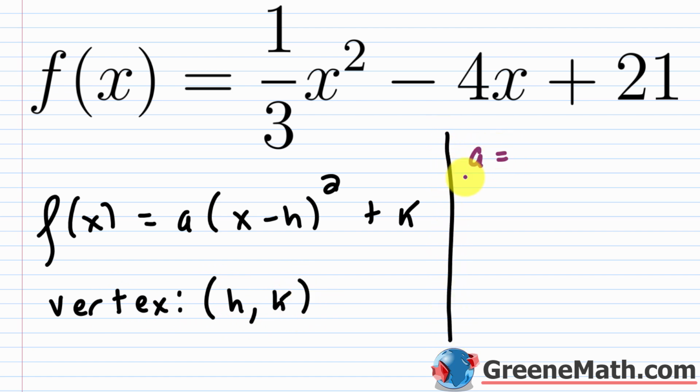So a here is equal to what? It's the coefficient of x squared, so that's going to be 1/3. B here is equal to what? It's the coefficient for x, so here that's going to be negative 4. And then your h is equal to the negative of b over 2a.